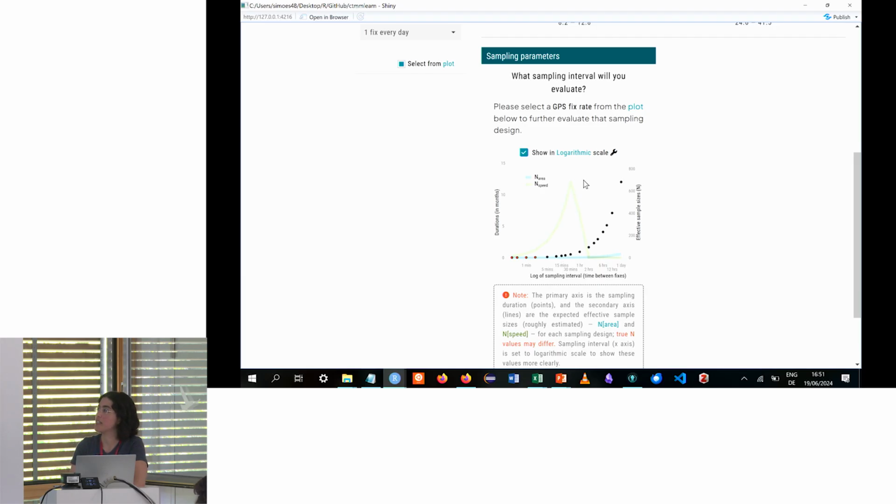Obviously, for speed, we're always going to have way higher effective sample sizes than for area. But essentially, we're trying to maximize both, right? Because we're trying to get both home range and speed and distance. So ideally, we want to be somewhere over here, right? Because if we're too far on this side, maybe we'll lose home range because we have very low effective sample size for area, and also for speed, it's definitely lower as well. But then here we have the same problem just on the other side, right? So we want somewhere over here.